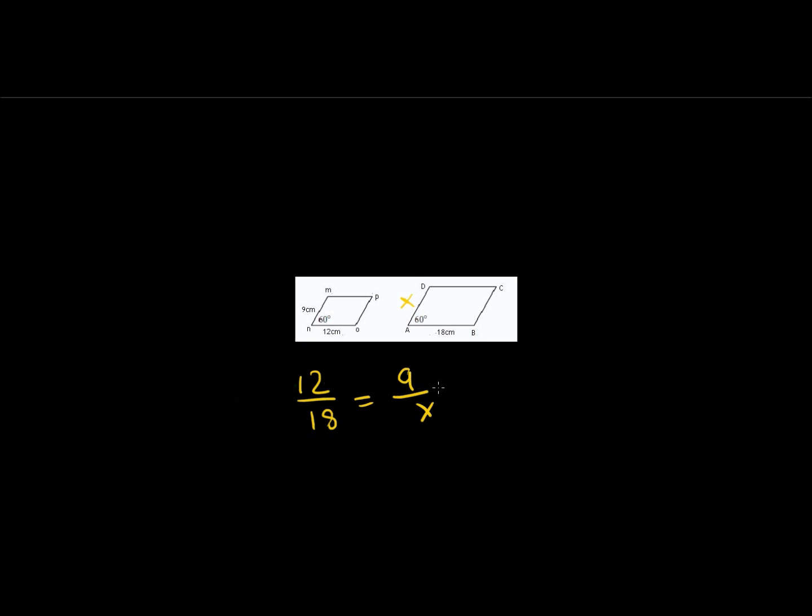Both the 12 and the 9 come from the parallelogram on the left, so their numbers are above the fraction, and the 18 and x come from the parallelogram on the right, so their numbers are on the bottom of the fraction. Now we can cross multiply in order to solve for the x. So 12 times x and 18 times 9. We can simplify the equation now, so 12x equals 162.